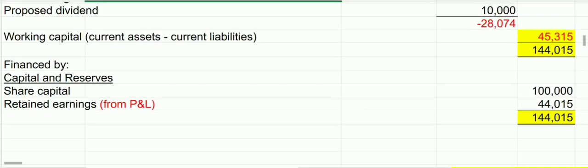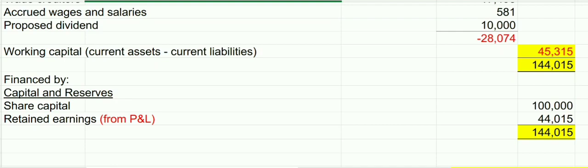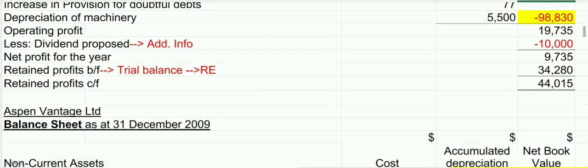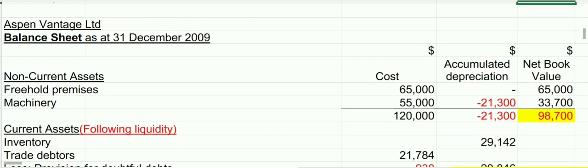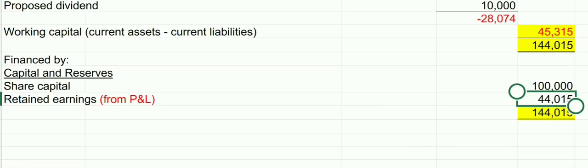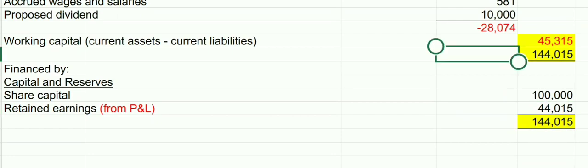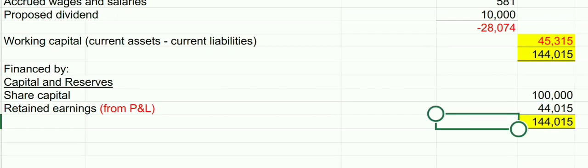And finally, retained earnings from P&L. P&L or income statement, take from your income statement, 44015. You plus, you will get this, and you will get balance for both sides. That is the end of question 1.